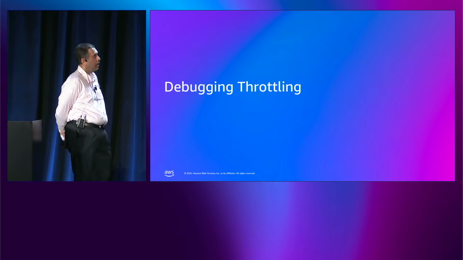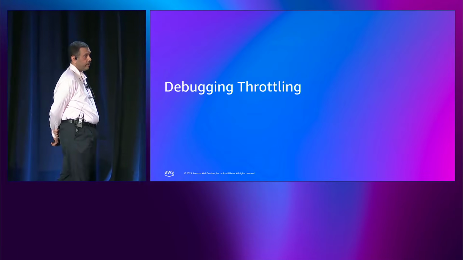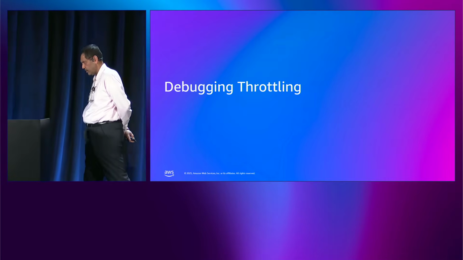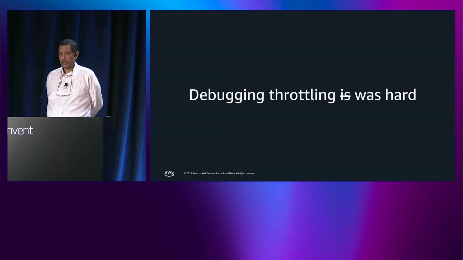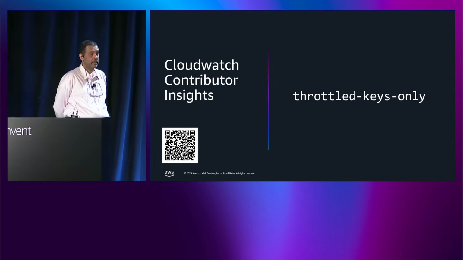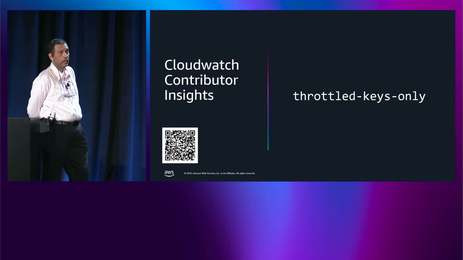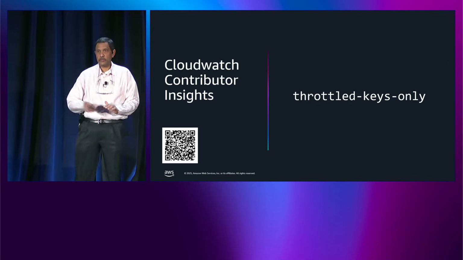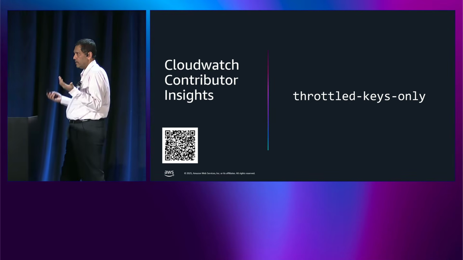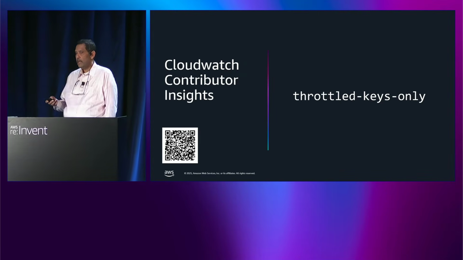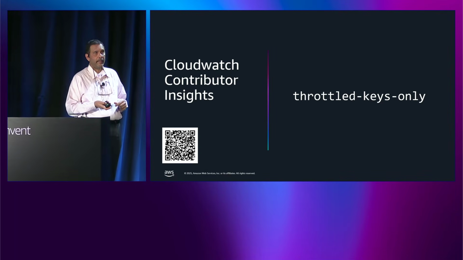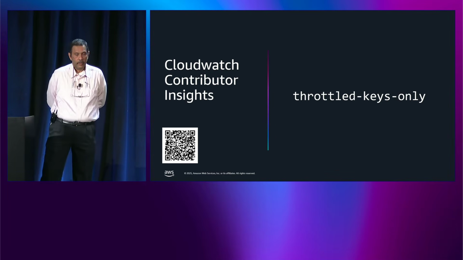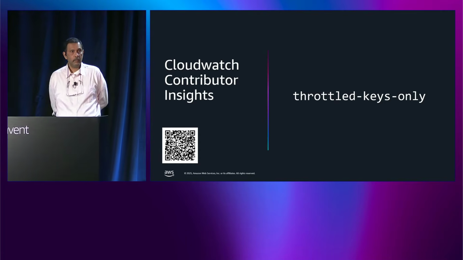So debugging throttling used to be very hard. When we ran into this problem for the first time, it was about 4 and change years ago. CloudWatch Contributor Insights is literally the only way to do it, but it used to be very expensive. And when we told customers to enable CloudWatch Contributor Insights, they would say, it's too expensive, can't do that. And they can't enable it once the problem happens. You need to have it when the problem's happening. So we introduced throttle keys only, which means we only log when there's throttling.